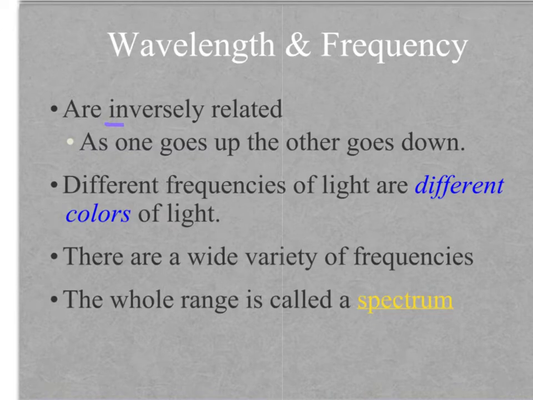So wavelength and frequency have an inverse relationship, so that means when one goes up, the other goes down, and vice versa. Different frequencies of light are different colors of light. The color basically comes from the different frequencies. And there's a wide variety of frequencies, as you saw on the spectrum diagram that I showed you. And that whole entire range of colors and waves is called a spectrum.